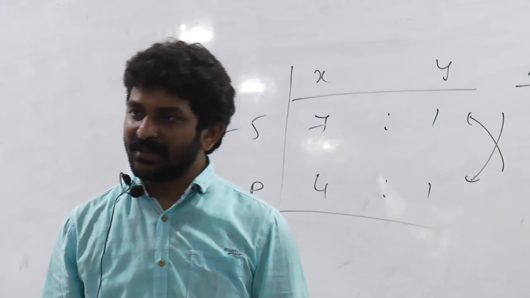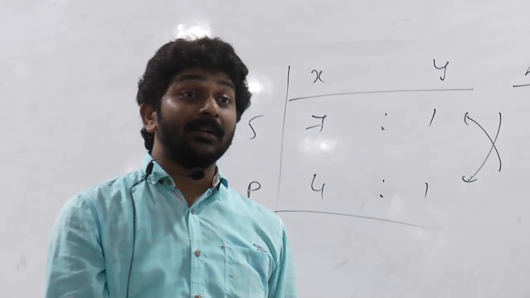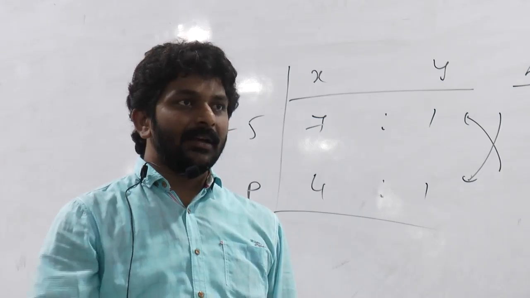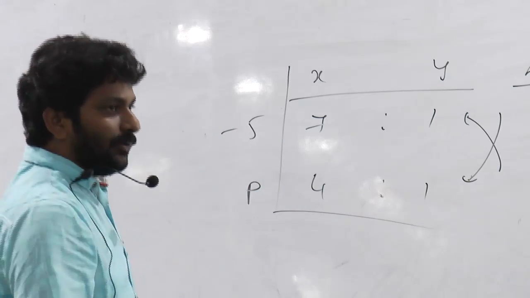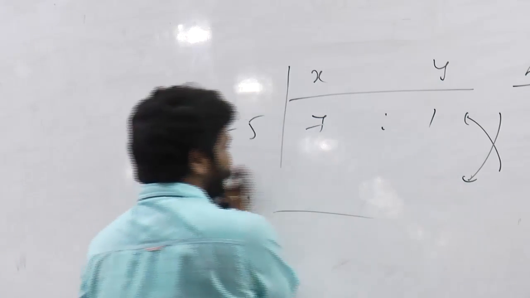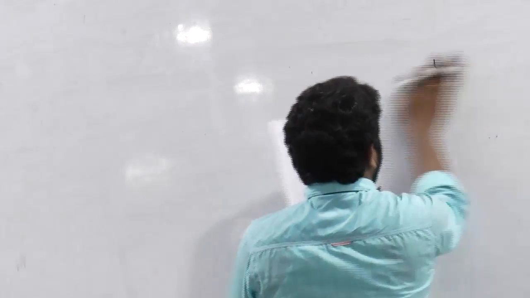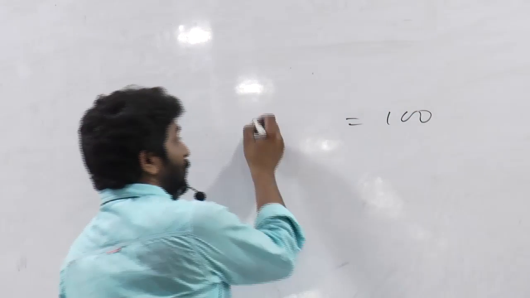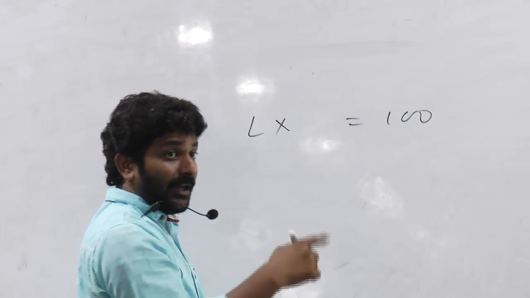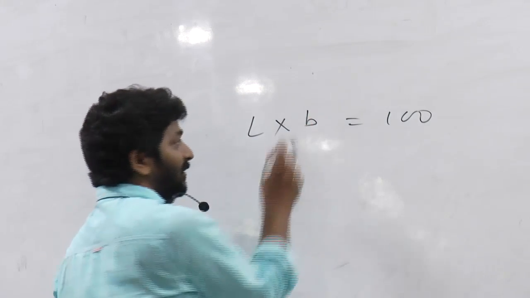What do we get from 1 and 2? Area of what? Triangle. Rectangle area is equal to triangle area. How much is the triangle area? Half BH. Tell me, how much is that? Half BH is 100, which is equal to the area of the rectangle, which is length and breadth.